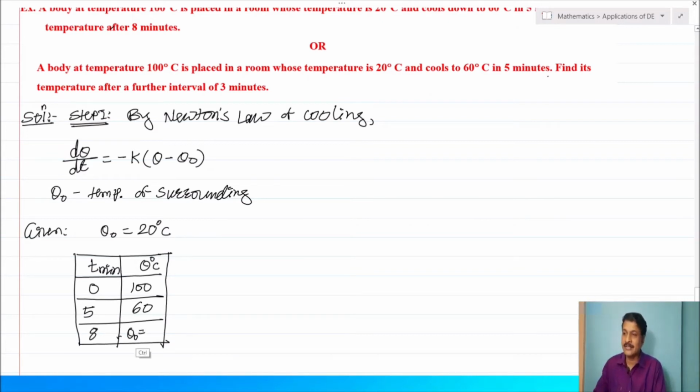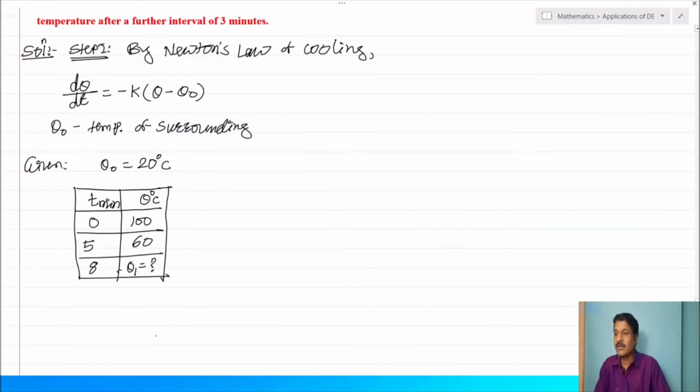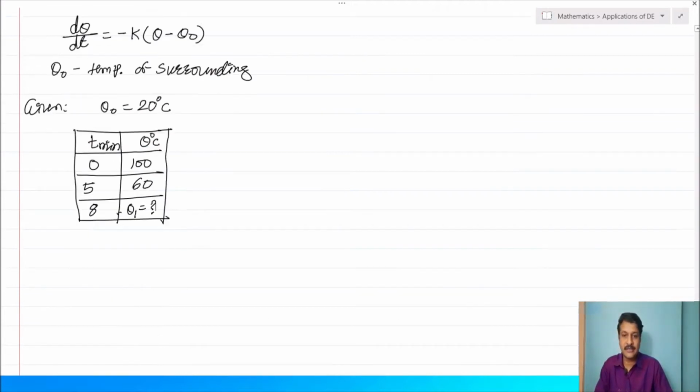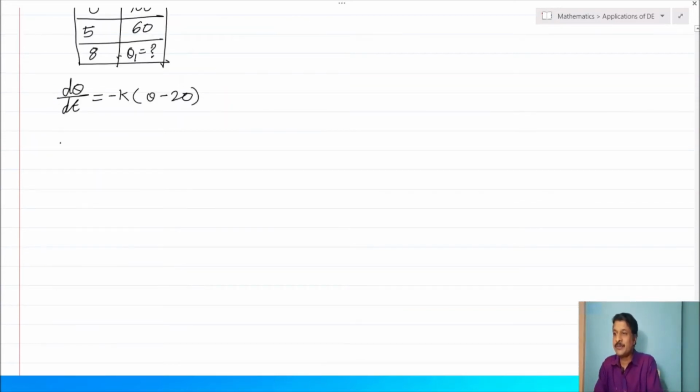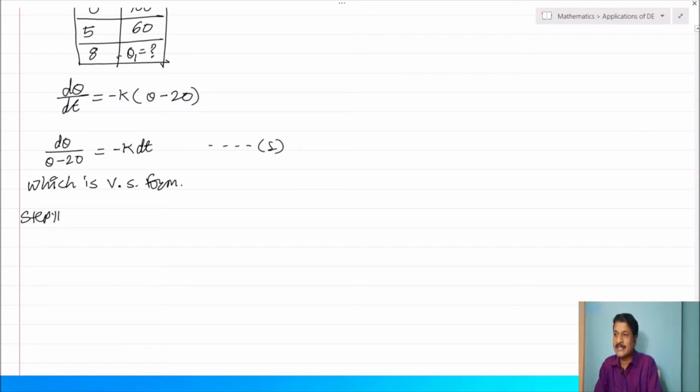So I can consider it is theta 1. And what is it that we want to find? Now here theta 0 is constant, that is the temperature of room. So variables are theta and t. So I am getting here d theta by dt equal to minus k (theta minus theta 0), and theta 0 is now 20. Now separate the variables. So we can separate the variables, that is d theta upon (theta minus 20) equal to minus k dt. So this is equation number 1, which is a variable separable form, and we know what to do with variable separable form, that is integrating both sides.